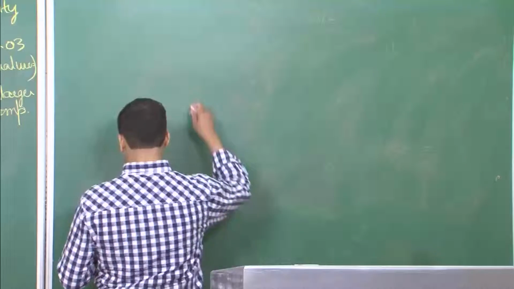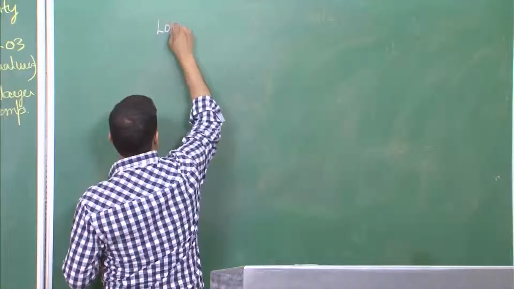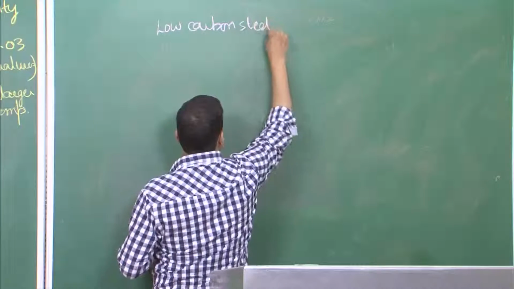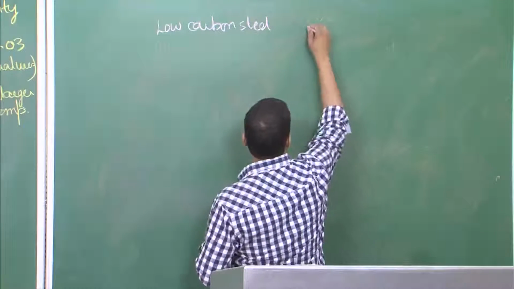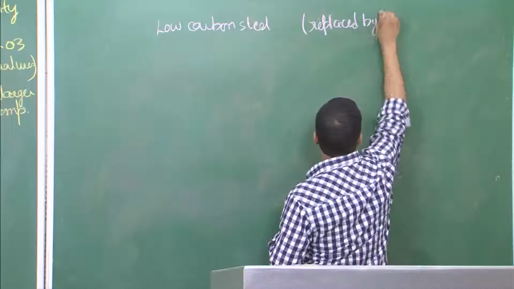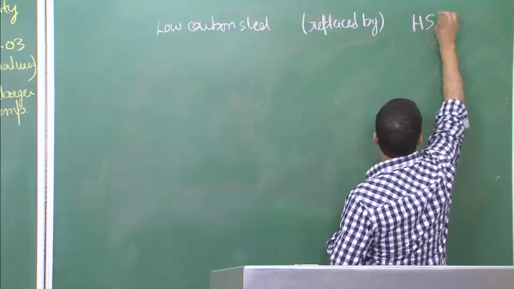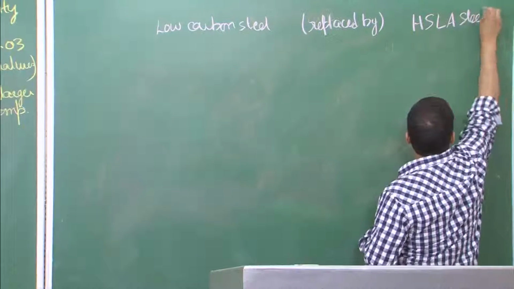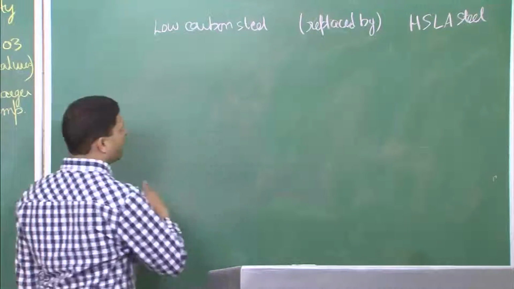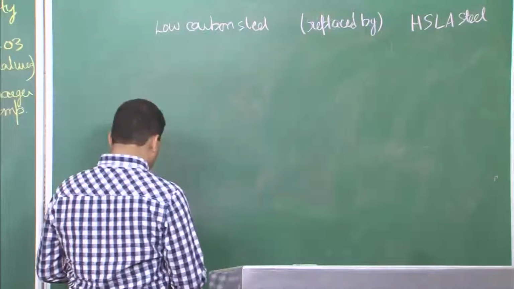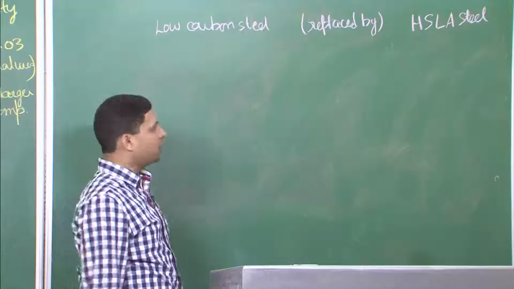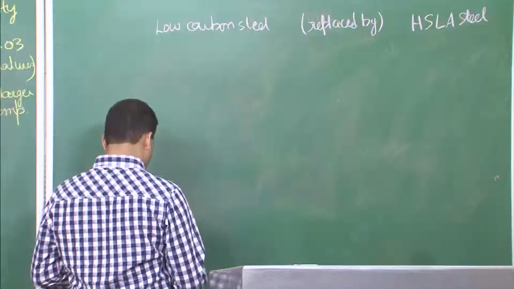So, let us say we have two different materials: low carbon steel, which is currently used in most of the automotive industry, which is to be replaced by high strength low alloy steel. So, that is the target. You want to replace low carbon steel by high strength low alloy steel. Now, how much will the gain be, or how much will be the change in the weight? That is what we will try to gauge from here.